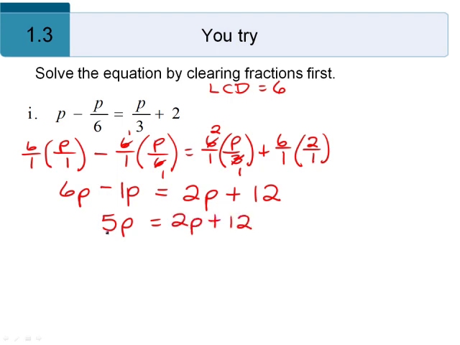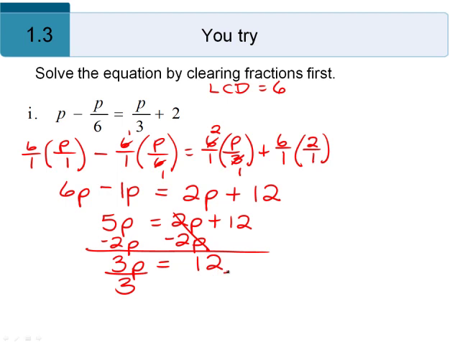So I need to get my variables on the same side. I'm going to subtract 2p, move it to the left, and 5p minus 2p is 3p. 2p's are gone, equals 12. Then last step, divide by 3, and comes out to a nice answer. p equals 4.